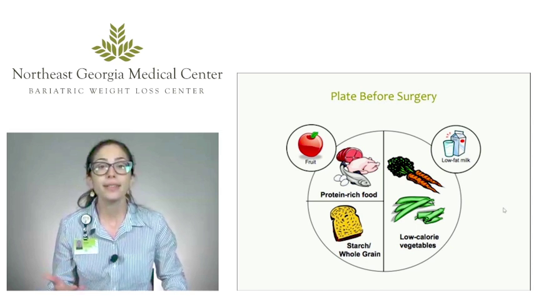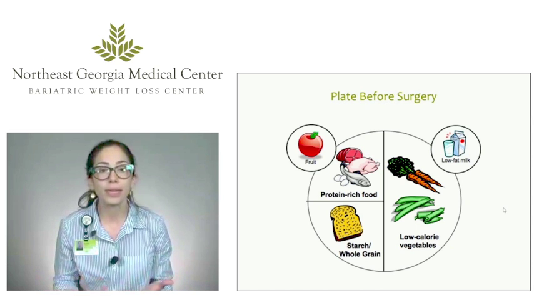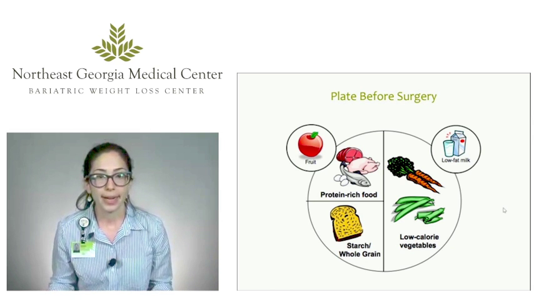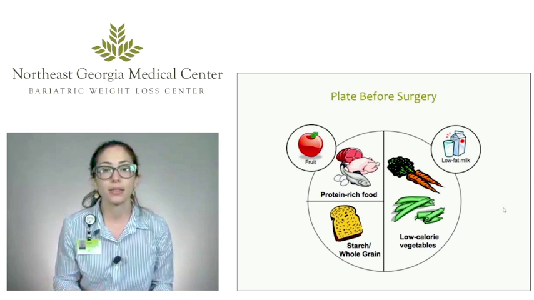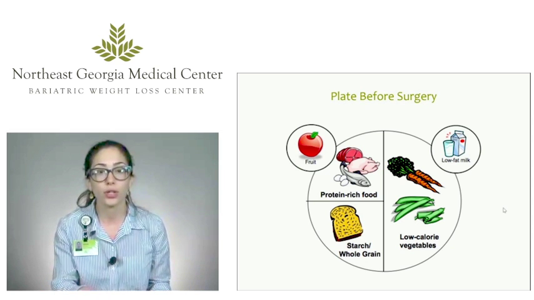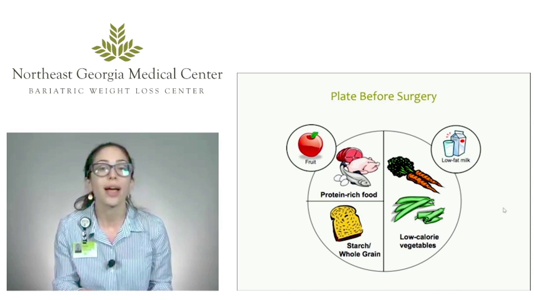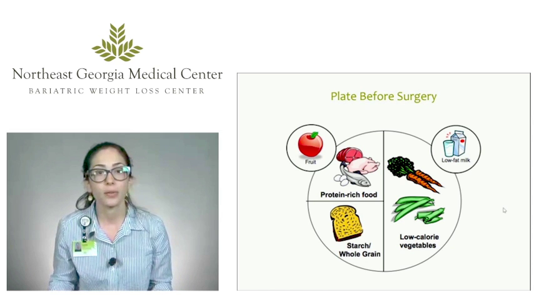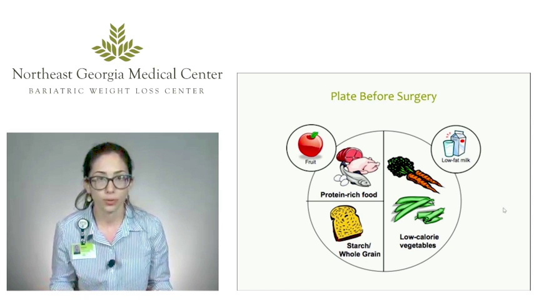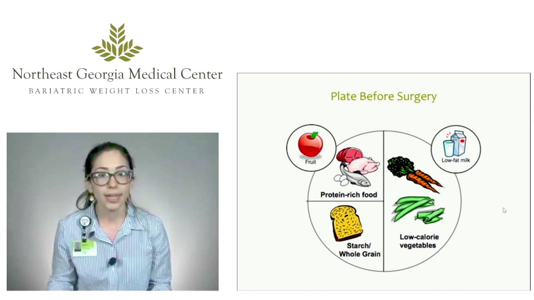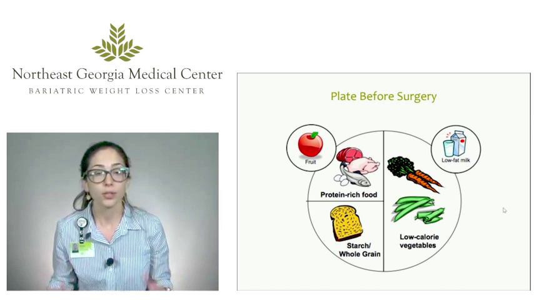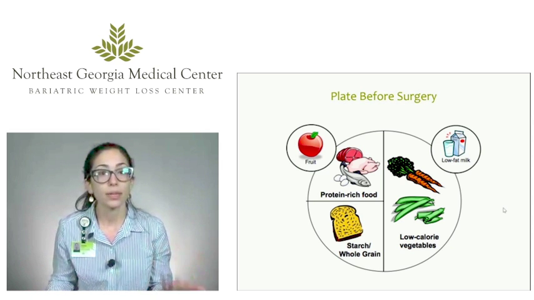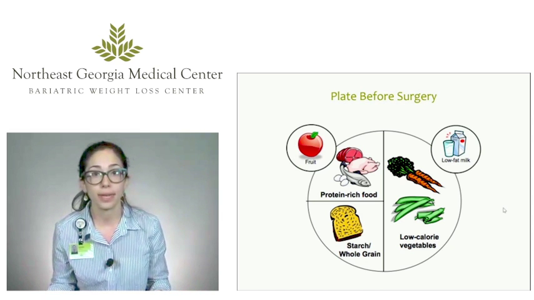Now, here you can see what a healthy plate looks like before surgery. If you look at the right hand, you'll see that half of the plate is covered with those non-starchy, low-carb, low-calorie vegetables. To your left, top left, a quarter of the plate is recommended to be covered with your protein-rich foods. And then underneath that are the starchy vegetables, or the whole grains, a quarter of the plate, also including a small serving of fruit and a small serving of dairy with your meal.